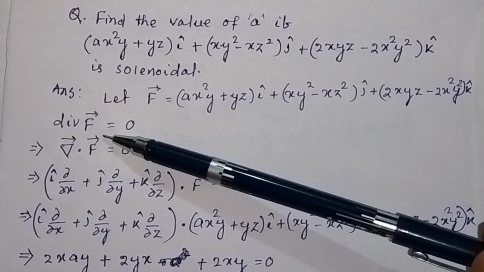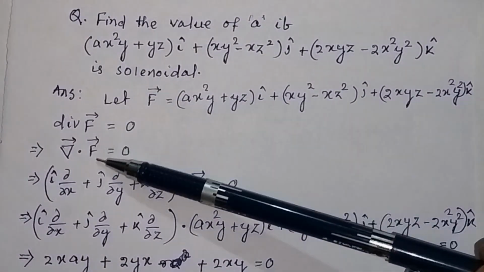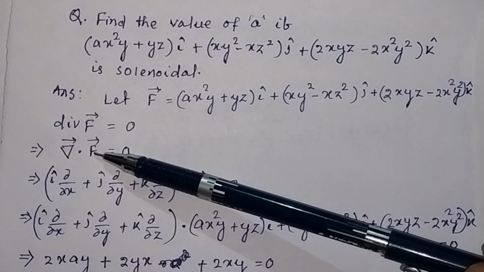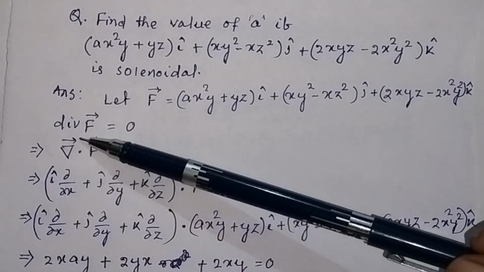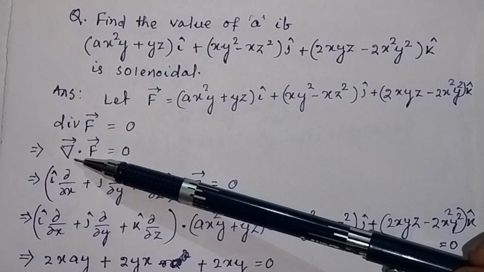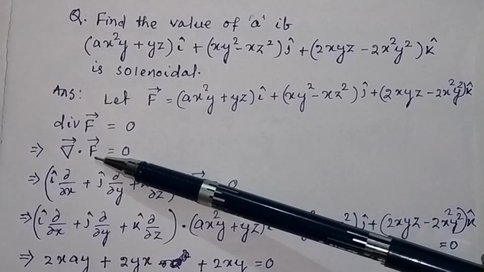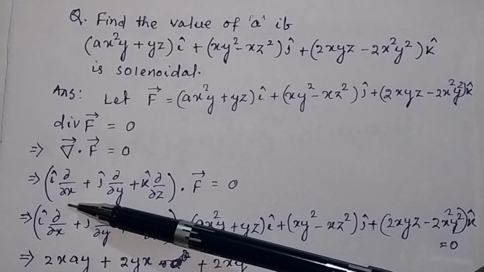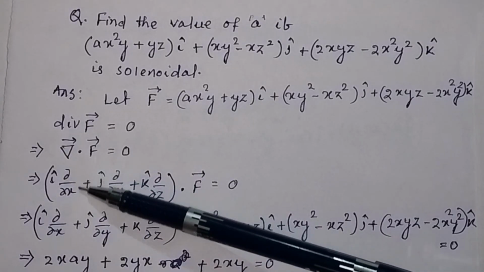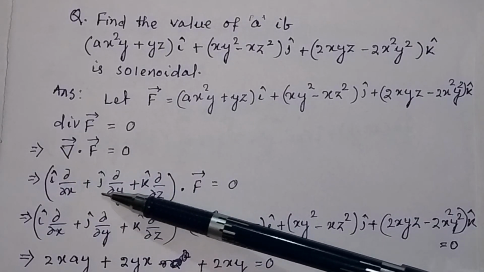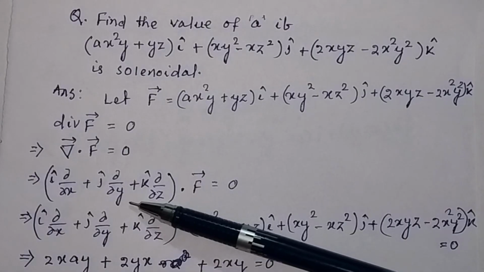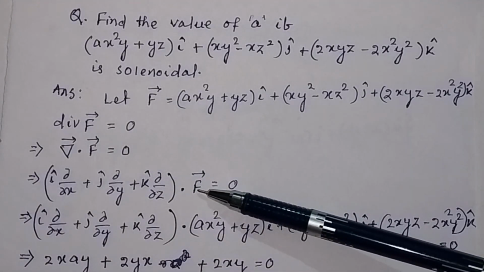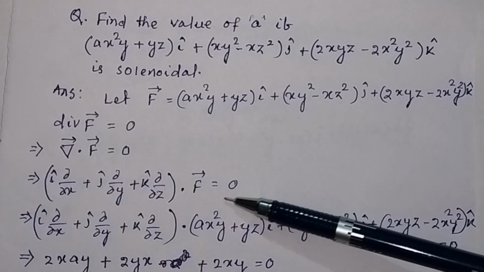We know the divergence of a vector can be represented in terms of the del operator. If you take the dot product of the del operator with the vector, that is called the divergence. So div F equal to 0 means del dot F equal to 0. The del operator is î ∂/∂x + ĵ ∂/∂y + k̂ ∂/∂z, dotted with the vector F, which is equal to 0.